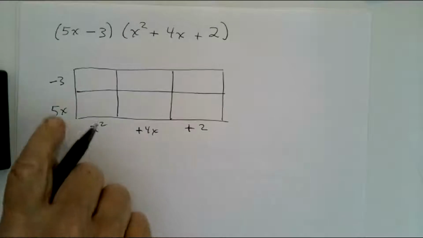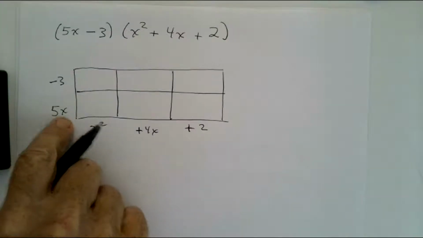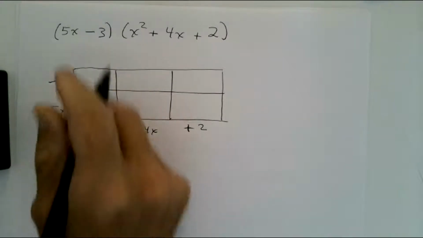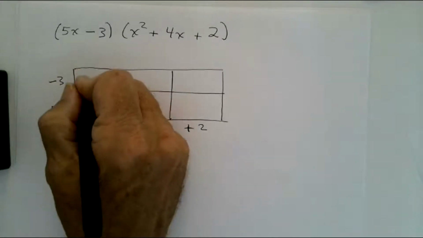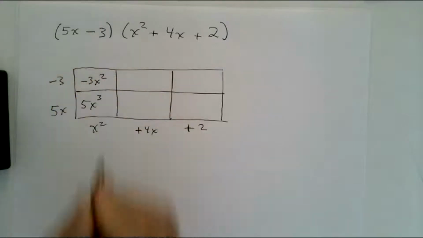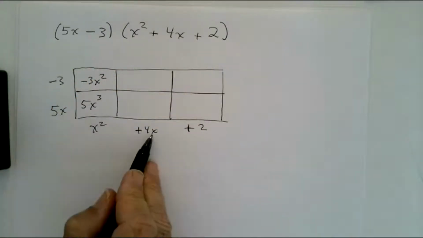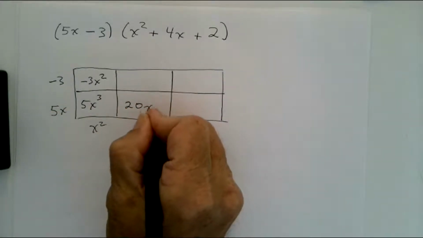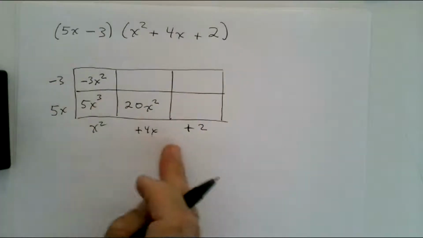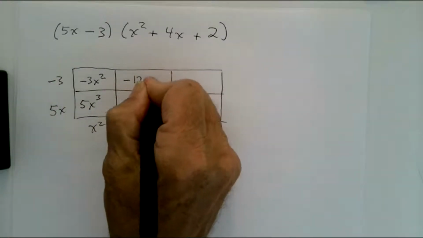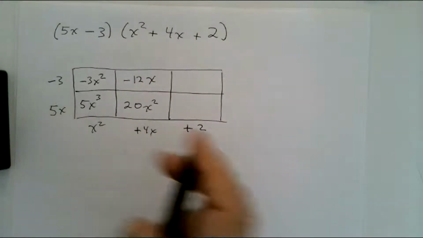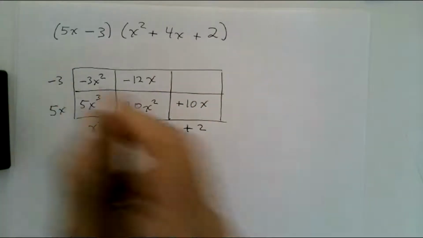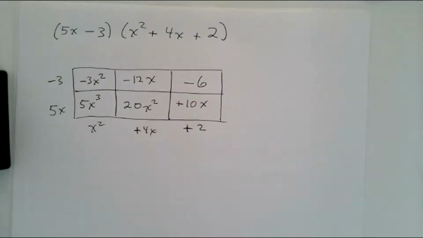That's our key idea. So 5x times x squared: 5 times 1, x times x squared is x cubed, so 5x cubed is the area of this piece right here. That's negative 3 times x squared, so negative 3x squared. Here we have 5x times 4x. 5 times 4 is 20, x times x is x squared. 4x times negative 3: 4 times negative 3 is negative 12, times x. 2 times 5x is 10x. 2 times negative 3 is negative 6.